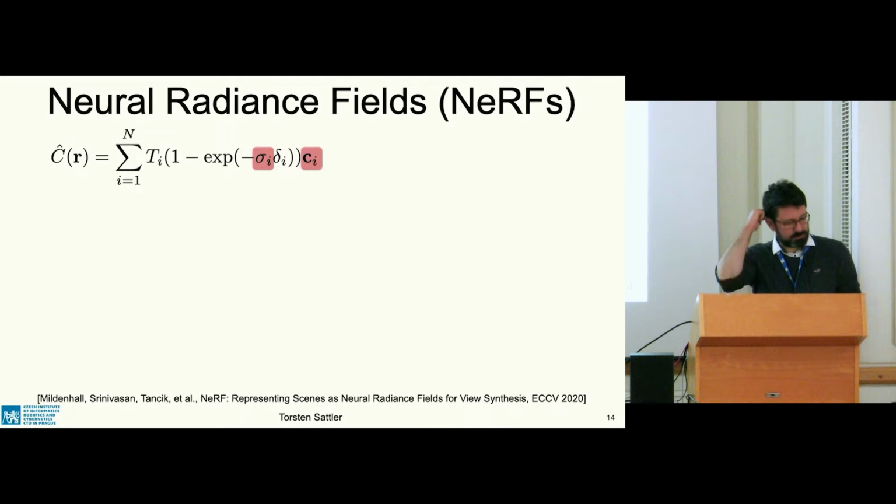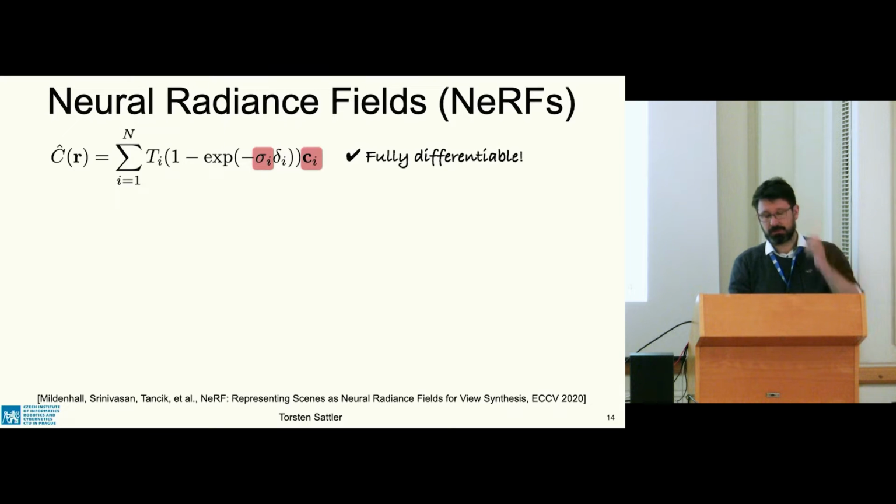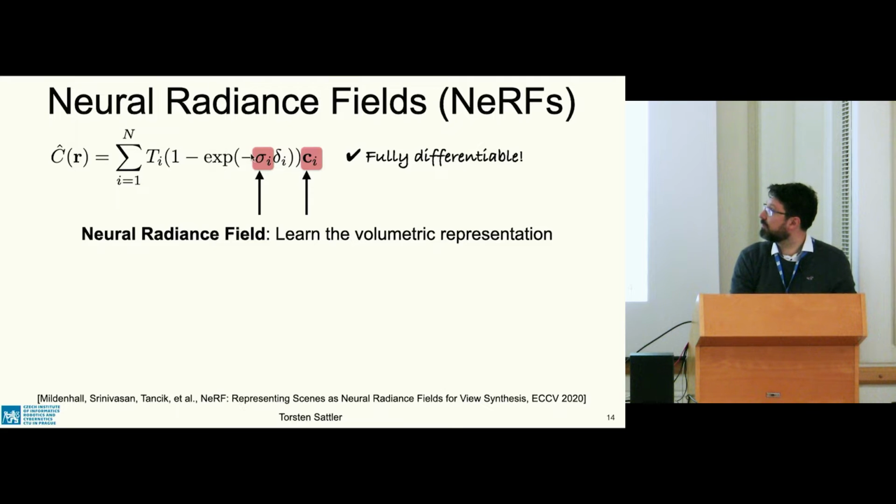Good. So what we assume is that we have some volume function that gives us these density values and the color values. What you should notice is that this whole function is very simple. It's fully differentiable. And this is where NeRFs come in. NeRFs are essentially nothing else than saying, rather than assuming that I have captured these volume densities and colors with some special equipment, or that they're given, I'm actually trying to train them from images. So I want to learn a volumetric representation.